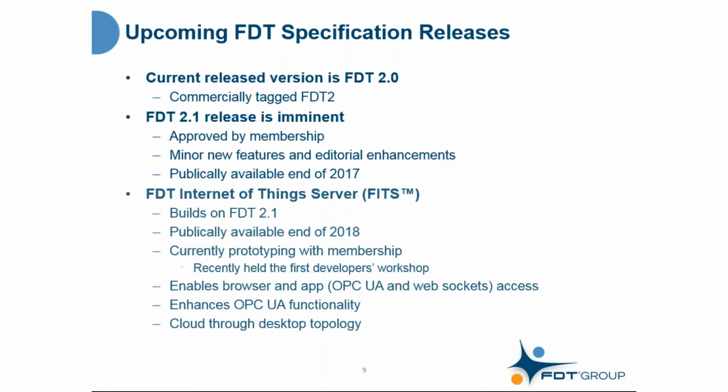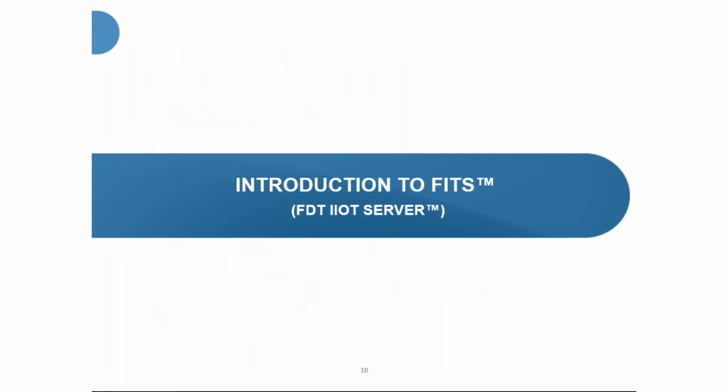Then we have our new standard that's coming up that builds on top of FDT 2.1. It'll be publicly available by the end of the year. It's our FDT Internet of Things Server, or FITS. We're currently prototyping it with membership. Its primary feature is that it enables browser and app connectivity. It enhances the OPC UA functionality, which will be the subject of today, and it's deployable in a cloud through desktop topology.